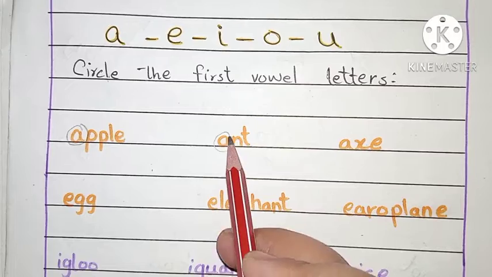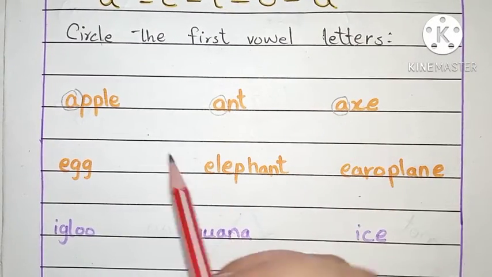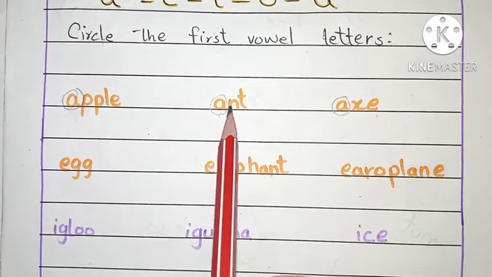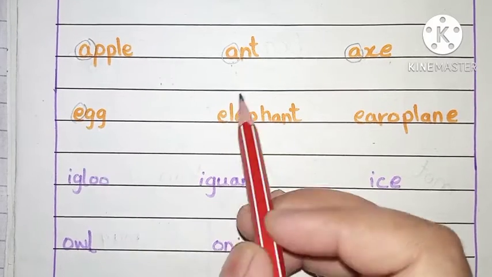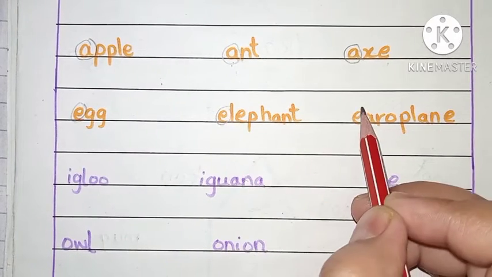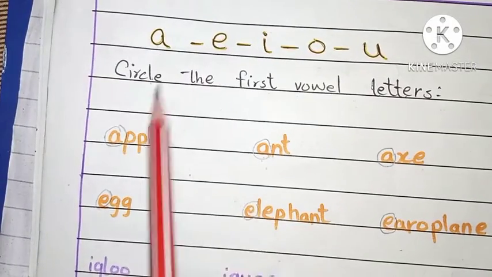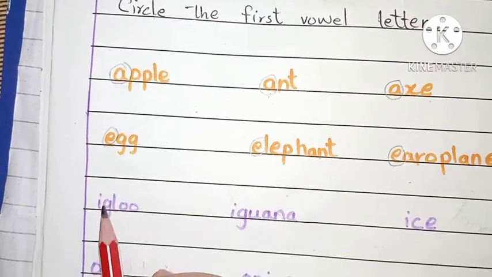Ant. A. Axe. A. इसे आंट भी पढ़ते हैं और आक्स भी पढ़ा जाता है. We also can pronounce it ant and axe. Egg. Elephant. Aeroplane. These are first vowel letters. First A, in second row E, in third row it will be I.